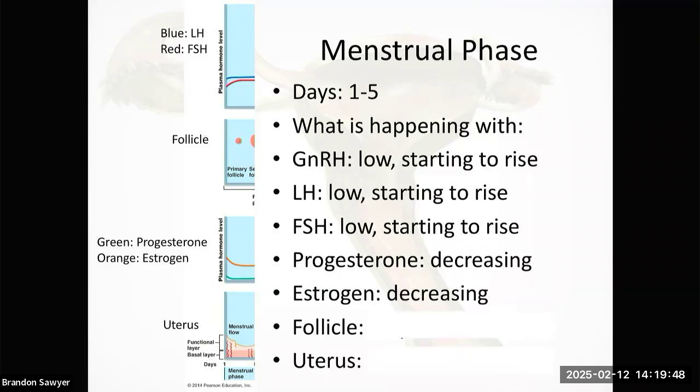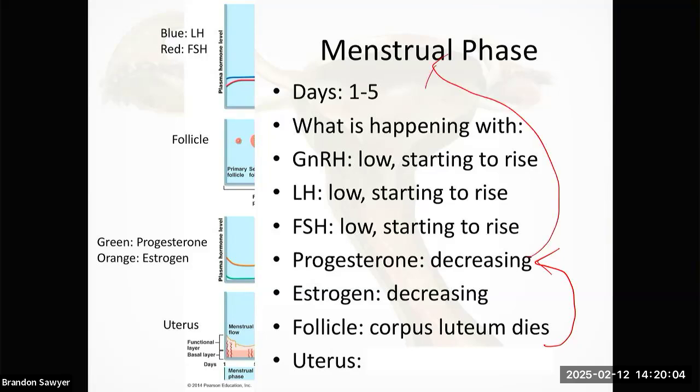And the key things here are understanding what the follicle and what the uterus are doing. The follicle was the corpus luteum and it died off, right? And since it died off, that's what led to the decrease in progesterone. And that decrease in progesterone is what led to menstruation, because that's what causes the uterus to die. So the endometrium dies, and menstruation is made up of that endometrial layer, the blood vessels and mucous membrane in that endometrial layer.